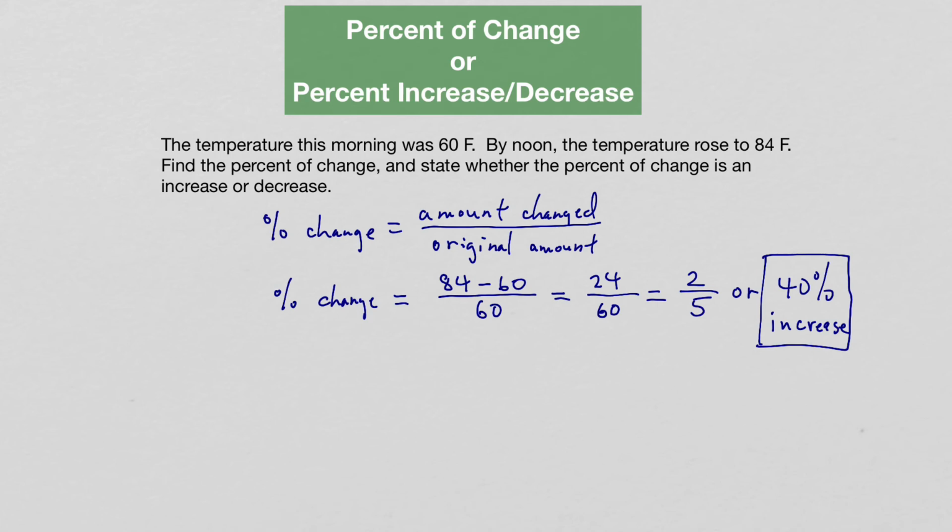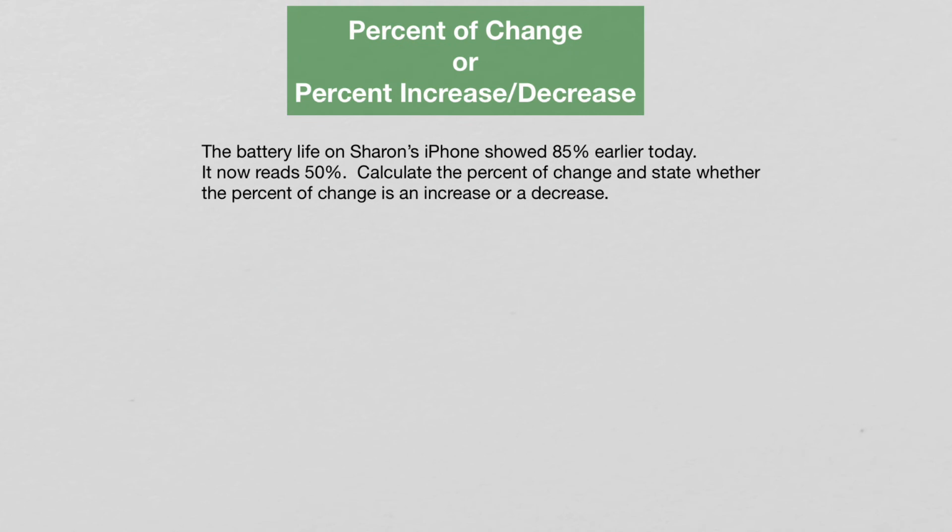Okay, so let's try a different problem. In this example, something that you could probably relate to, the battery life on Sharon's iPhone showed 85% earlier today. It now reads 50%, so that's how much power is left. You are to calculate the percent of change and state whether the percent of change is an increase or a decrease. Okay, so how do we tackle this problem?